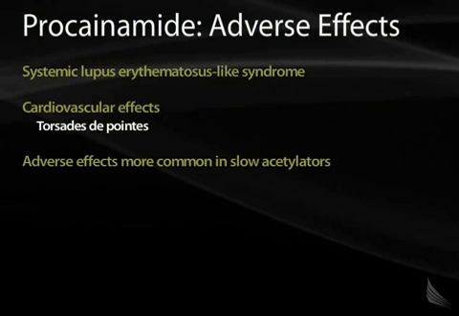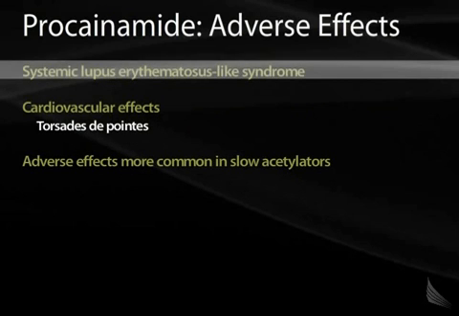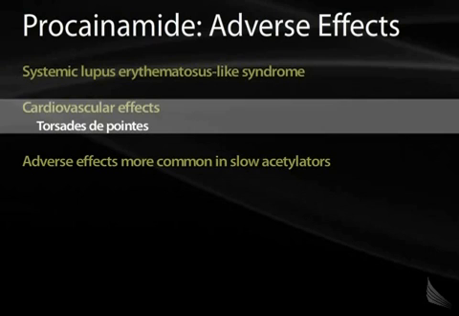Some classic adverse effects of procainamide include a lupus-like syndrome that can occur in patients that are taking it. Procainamide can also cause torsades. Again, slow acetylators are more likely to have these adverse effects.